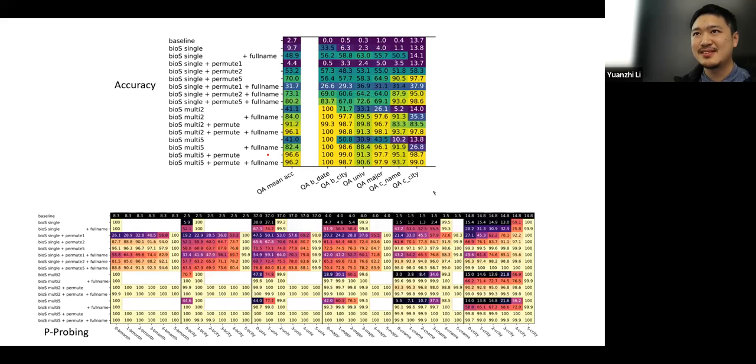I mean, full name is good, but without full name, you can see it also works. Yeah, full name is a good augmentation, but you don't really need that. But I think just from this paragraph, you can see diversity is the most critical thing. Diversity gives you the best accuracy, while permutation is a bit better than full name. So diversity is better than permutation.